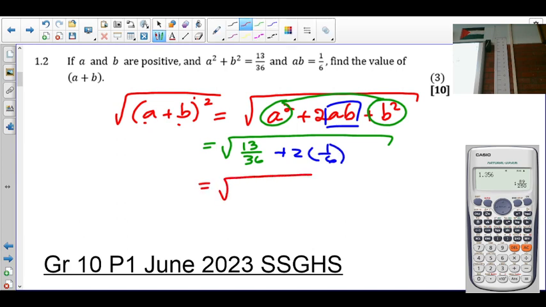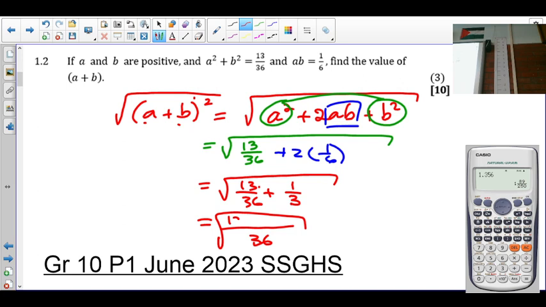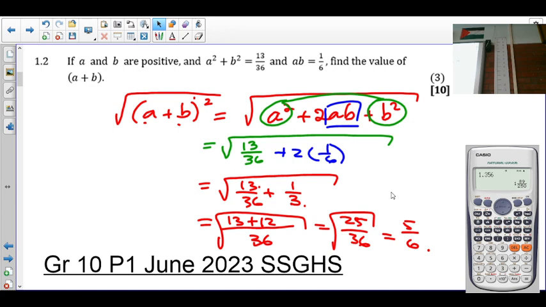Okay. So what do we have now? That's the square root of 13 over 36 plus 1 over 3. Your LCM, of course, is 36. So you times by 1, so it's going to be 13. We're timesing 36 by 12. So it's going to be 25 over 36, the square root thereof, which is 5 over 6. And we're looking for 5 over 6 for you to get those 3 marks. Okay. That is your higher order thinking question.